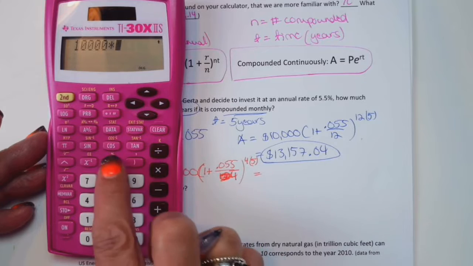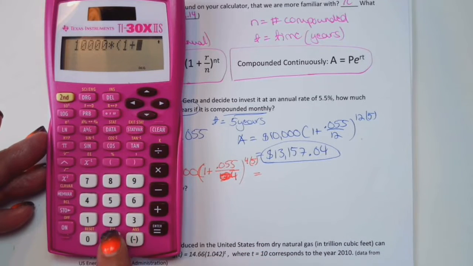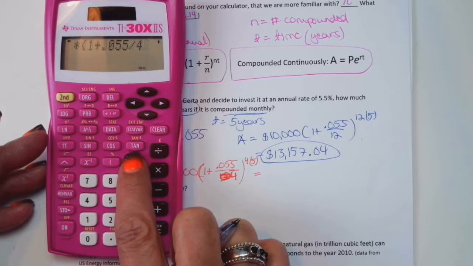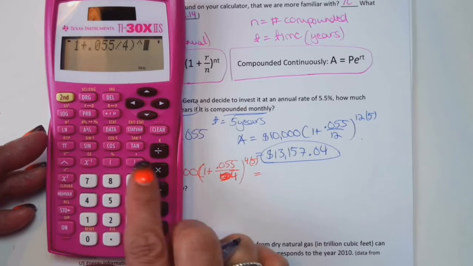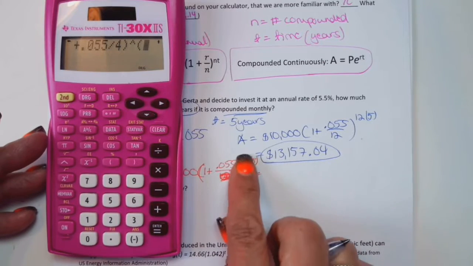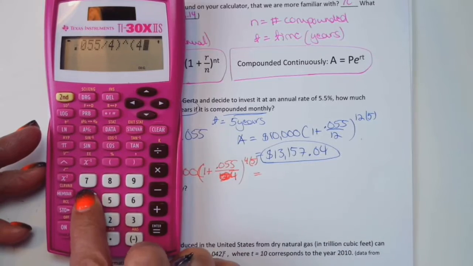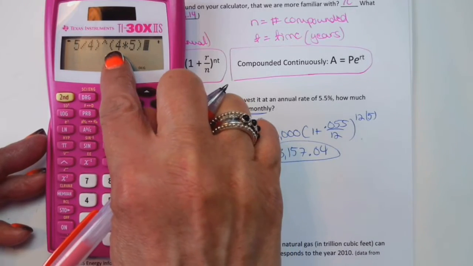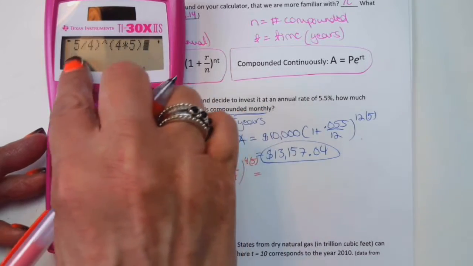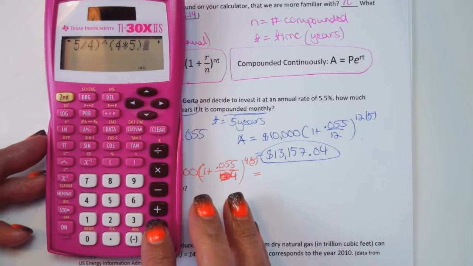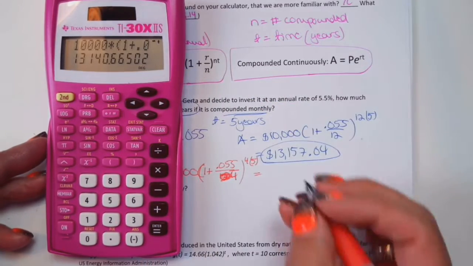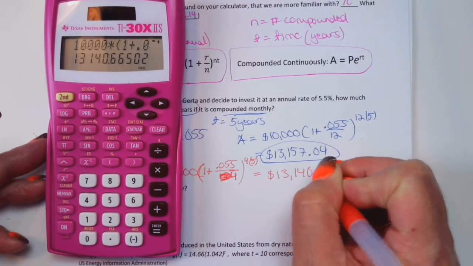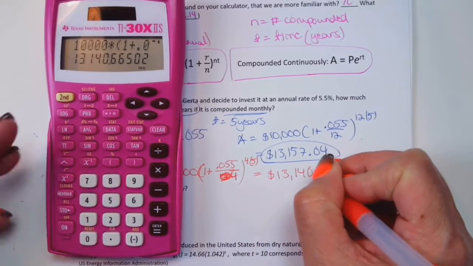$10,000 times 1 plus 0.055 divided by 4, close the parentheses, to the power of, and again, I'm going to put this inside parentheses, 4 times 5. If I don't put it inside the parentheses, it's going to think that 4 is the exponent and then multiply everything else by 5. That's the reason why it needs to be. So our answer is 13,140.67.